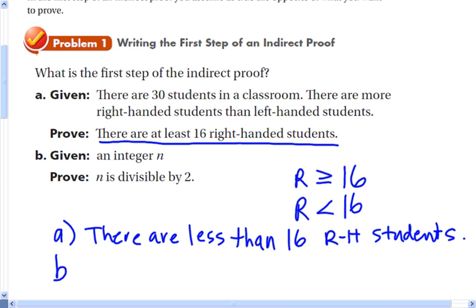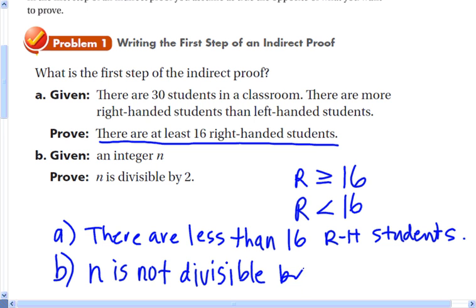And B, n is divisible by 2. Basically what we're saying there is we divide n by 2, we get a whole number. So the negation of that would be n is not divisible by 2.